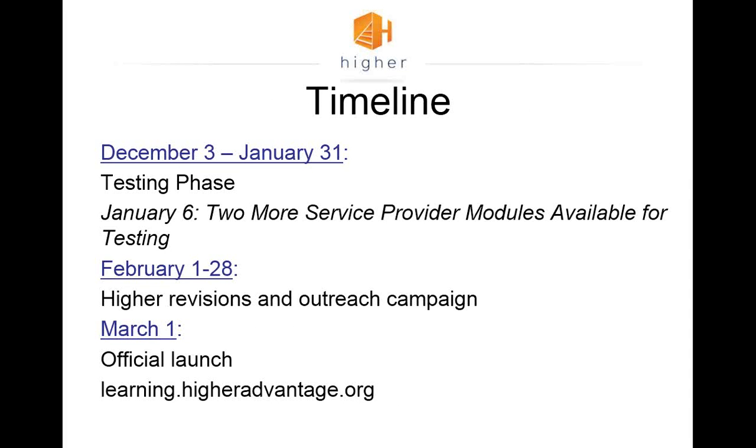So here's our timeline. We're going to start a testing phase. You can get started today, and we're going to run the testing through the end of January. At the beginning of January, we'll have 2 more service provider modules available for testing. So there'll be a couple more for you to look at yourselves during that phase. And then in February, we'll be doing any revisions or fixing any glitches that we haven't been able to fix yet, and doing a big outreach campaign to let everybody know we've got this big cool thing happening. And then at the beginning of March, we'll do a big launch and get the word out. We've got big goals, and we're really looking for this new system to be able to reach a lot of people. So we would love your help in spreading the word about the tools.